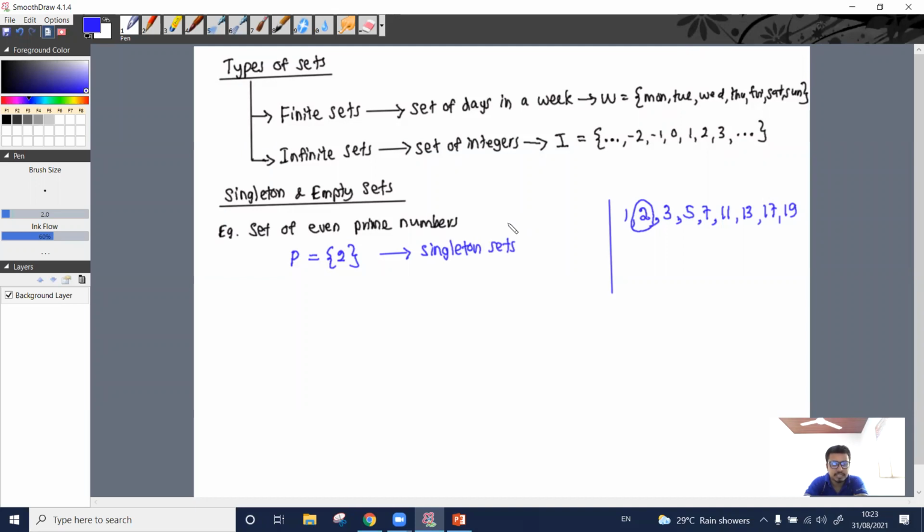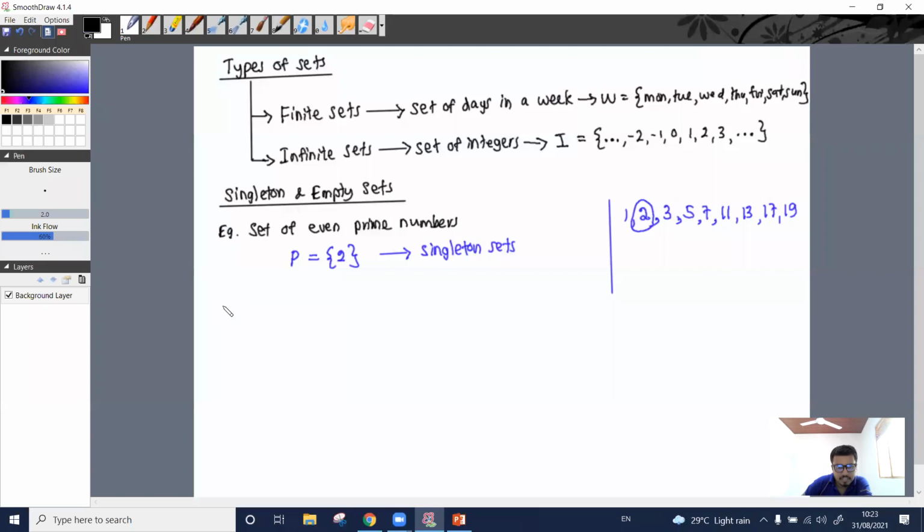What are these singleton sets? If there is only one element in the set, that becomes a singleton set. If there is only one element in a given set, such sets are singleton sets. අපේ set එකේ තියෙන එක element එකක් විතර නම් ඒක singleton set එකක්.